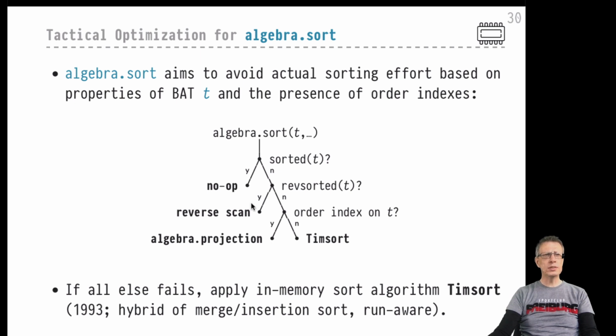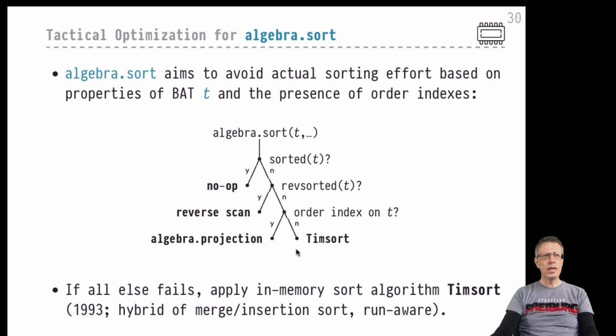If this is not the case, then the next tactical decision would be this choice point, where we would see whether there is an order index available on T. Maybe a persistent order index has been created before. If this is the case, then algebra.sort can be simply implemented in terms of algebra projection, in terms of a permutation of the rows of T. This is the third best option. If all else fails, then indeed we need to physically sort the rows of the input BAT T.